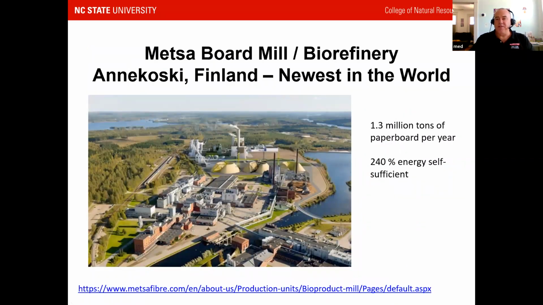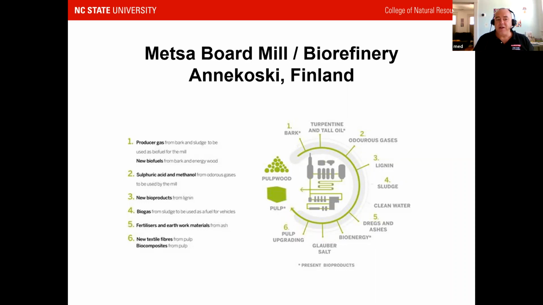This is the newest, hugest pulp and paper complex in the world in Äänekoski, Finland. And they don't call it a paper mill, they call it a biorefinery. And it's 240% energy self-sufficient. It sells energy, green energy, back to the grid. And I've got a link here that you can use to find it later. And in their process diagram, they show not just the production of pulp for paper, but also all these other things that are getting turned into products or bioproducts. This is the tip of a very big iceberg. I really want to go see this place. It's supposed to be remarkable.